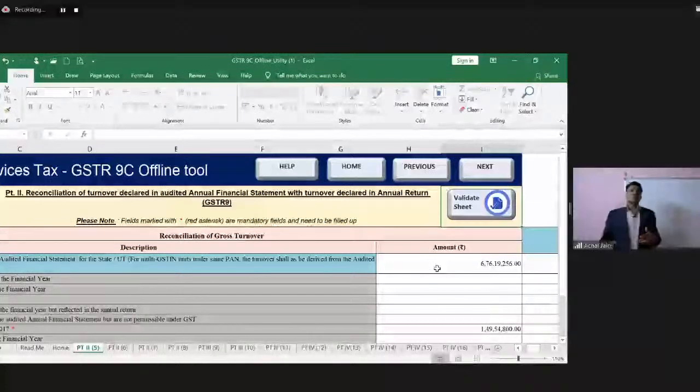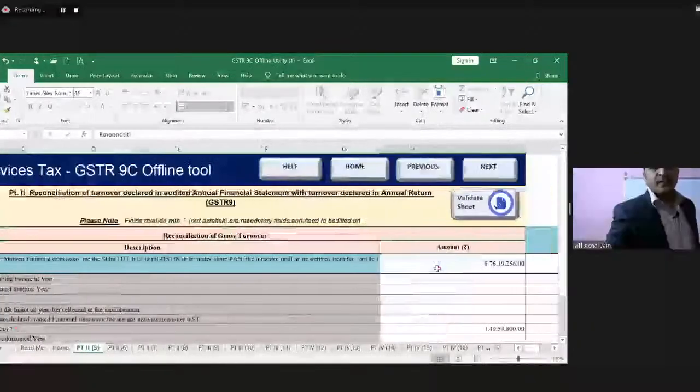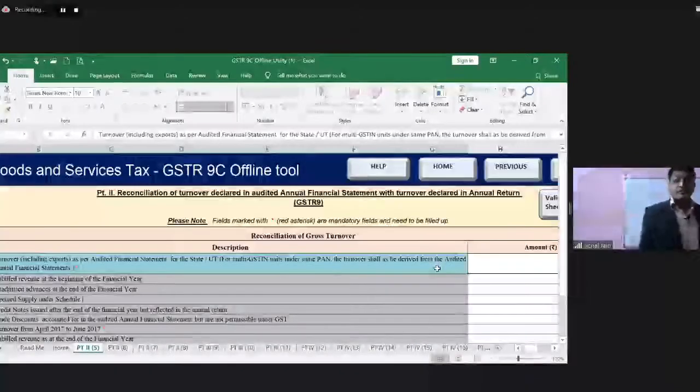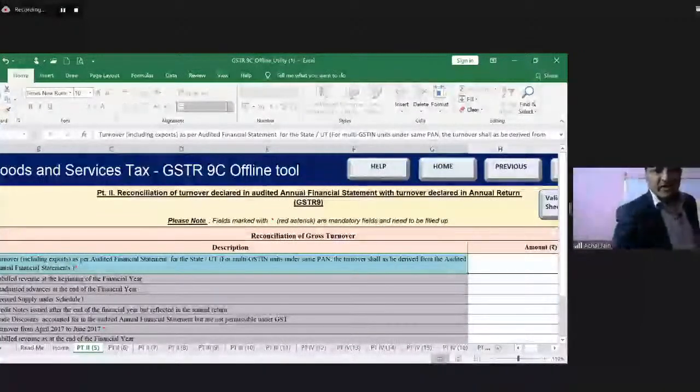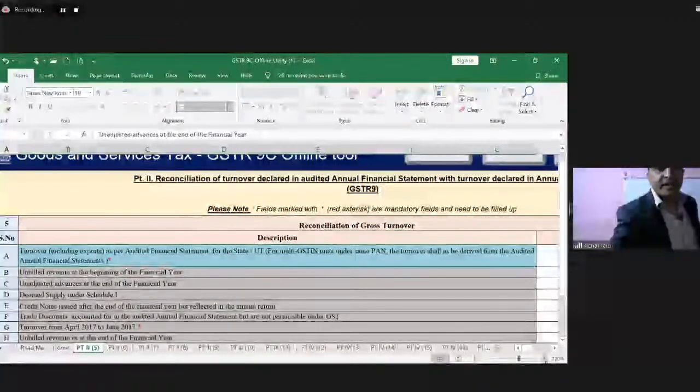So let's suppose turnover in the books of accounts is 105 crore, but in the GST portal or in the annual return, this has been disclosed, let's suppose, as 104 crore. So what are those reconciling items? This reconciliation of turnover as per the books and as per the GST records is required to be given. So we start first of all with the turnover as per the books. If you see this cell in blue color, this reflects the turnover. Then the reconciling items will start.